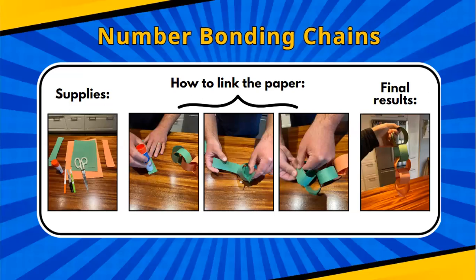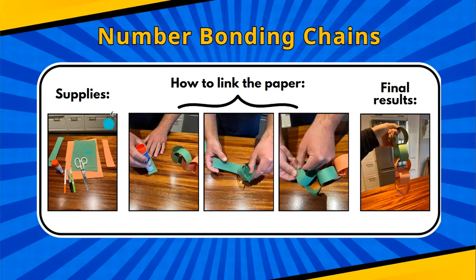So again, just to make sure we understand the number bond chains, the supplies that you will need: you're going to need some construction paper, 2 different colors for this activity. We are doing it based on chain links of 5, and we're asking students to make several different chain link combinations so that they learn the different ways to make 5. So you have 2 and 3, 3 and 2, 4 and 1, 1 and 4, with the different colors of those different numbers flip-flopping.